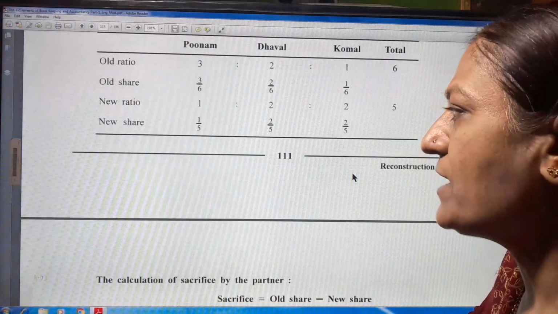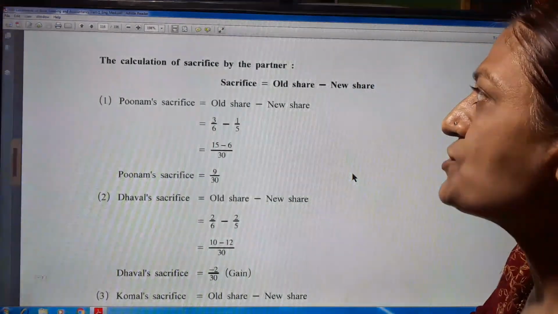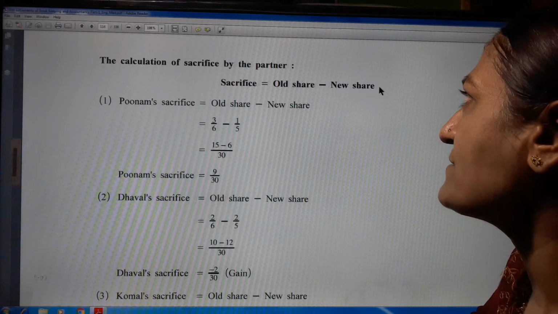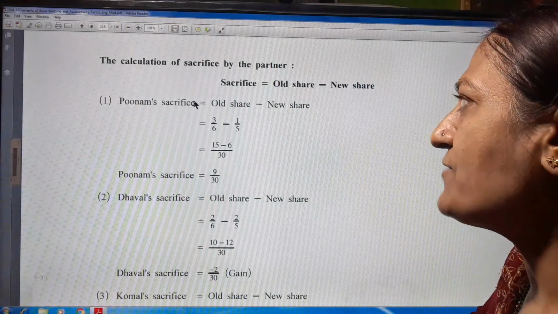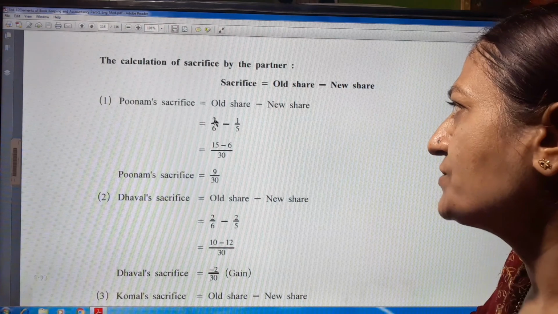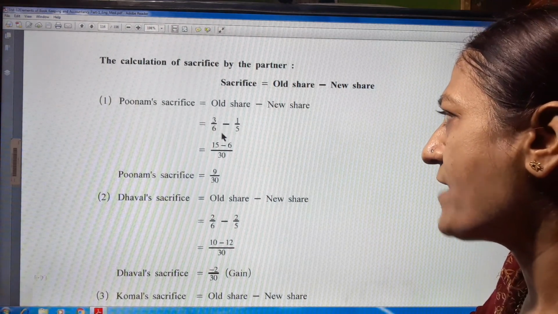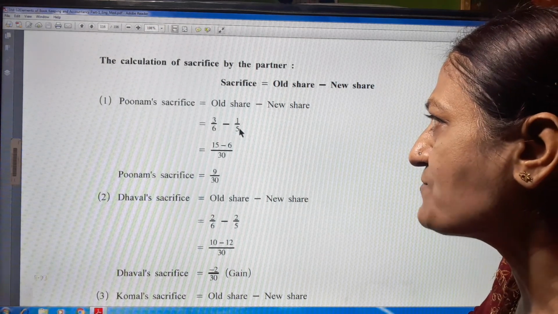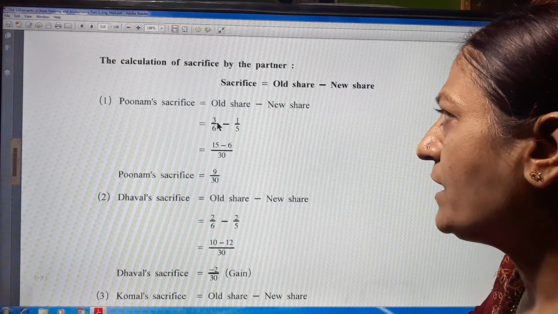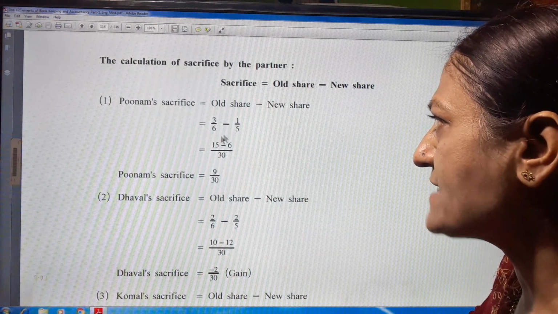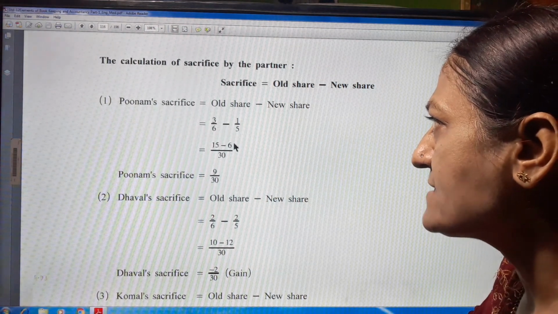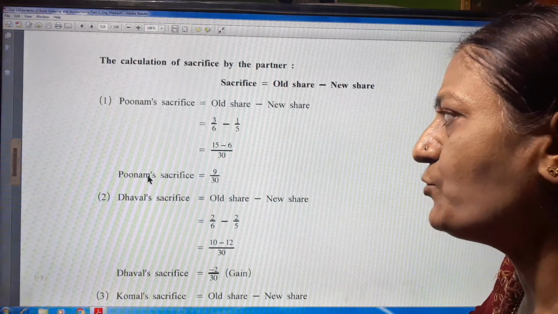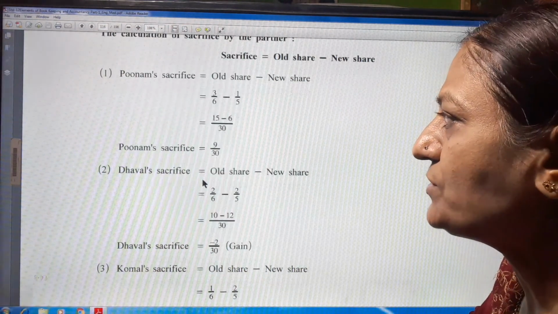Now we keep the formula for the calculation of sacrifice by the partner. Sacrifice is equal to old share minus new share. Poonam's sacrifice: old share minus new share, 3 by 6 minus 1 by 5. Here the denominators are 6 and 5, so the LCM is 6 5s are 30. Now cross multiplication: 3 5s are 15 and 6 1s are 6. 15 minus 6 is 9, so 9 upon 30. Poonam's sacrifice is 9 upon 30.